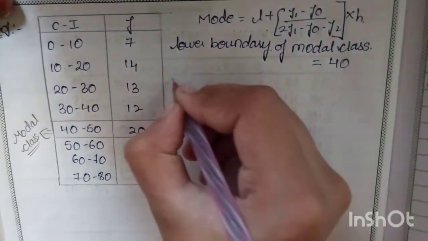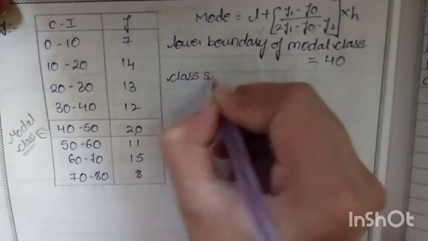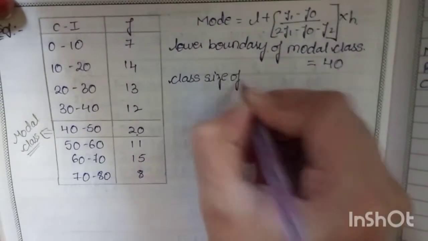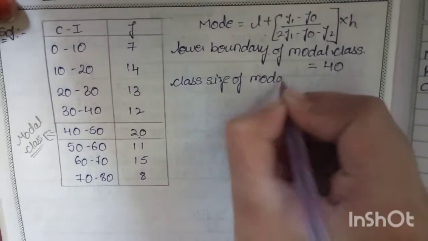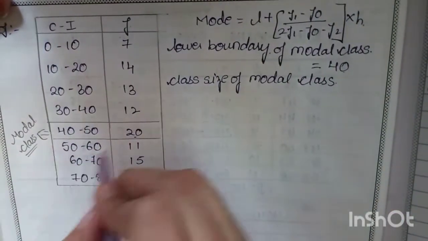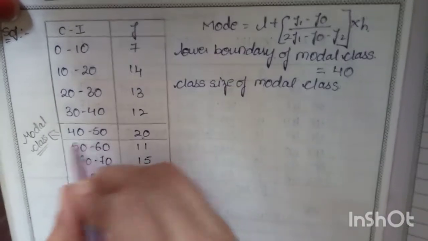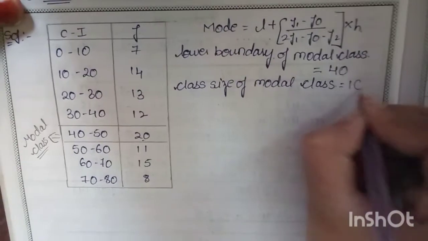Next, class size of modal class. So from this modal class we are having a class, and from that we have to take the size. Size is nothing but the difference. The difference is equal to 10.